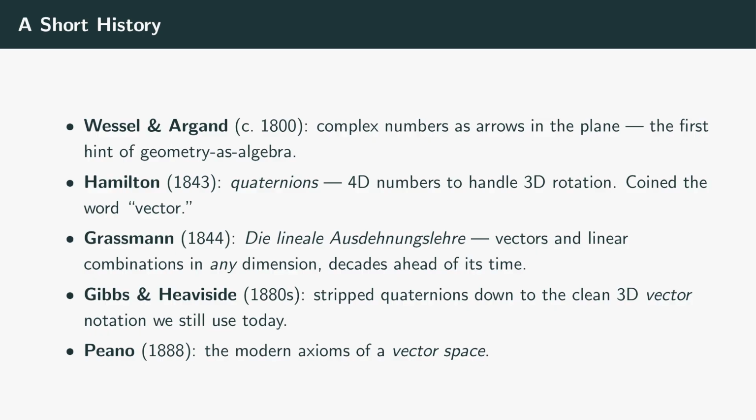The next year, 1844, Hermann Grassmann published a dense, visionary book that defined vectors and linear combinations in any number of dimensions. Decades before anyone was ready for it, he was so far ahead that his work was largely ignored in his lifetime. In the 1880s, Josiah Willard Gibbs at Yale and Oliver Heaviside in England stripped Hamilton's quaternions down to the clean, 3-dimensional vector notation we still teach. And in 1888, Giuseppe Peano wrote down the modern axioms of a vector space, the abstract rules that let Rn, function spaces, and data spaces all be one subject.